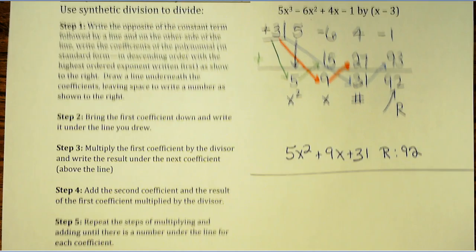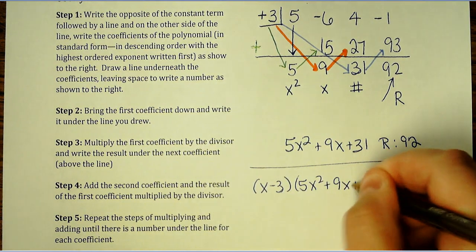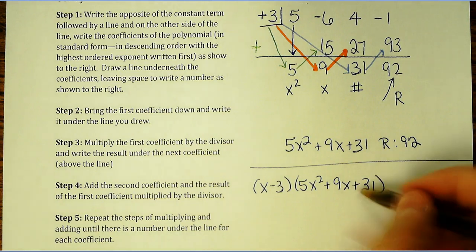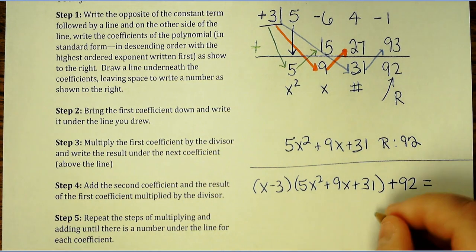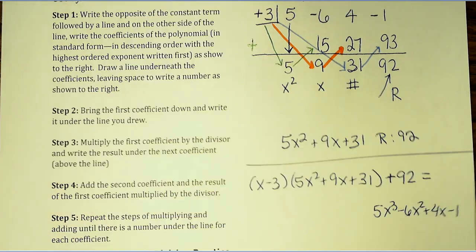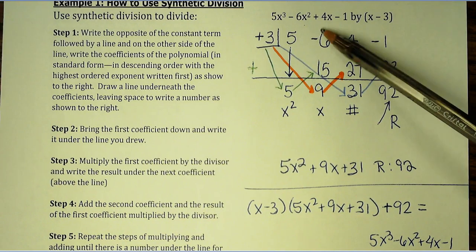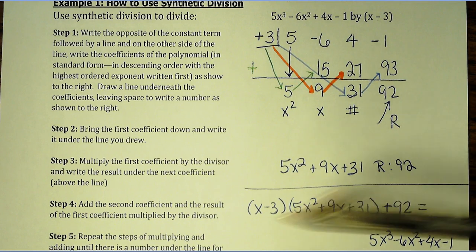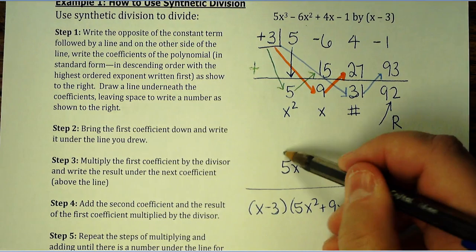What this means is if I do x minus 3 times 5x squared plus 9x plus 31, and multiplied that out like a FOIL, this would have to be a FOIL on steroids because we'd have 3 terms, I would have to add the remainder, which is 92, and that would give me back that 5x cubed minus 6x squared plus 4x minus 1. You don't need to write that down, but that's what it means. So if I divide this polynomial by x minus 3, the answer is what I have here with the remainder. If we were to multiply those back together, that would give us our original problem. So my answer I'm looking for is this.